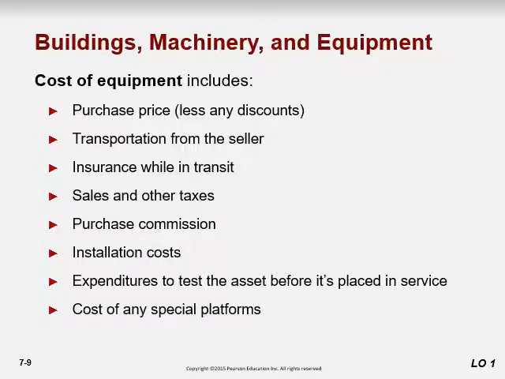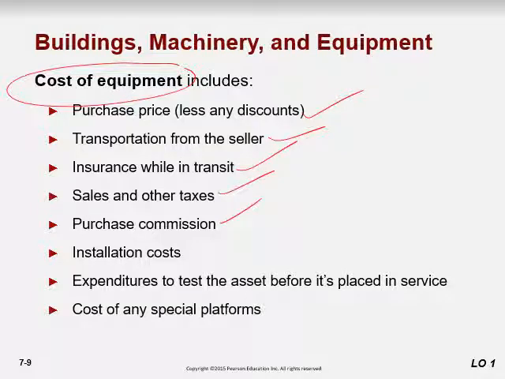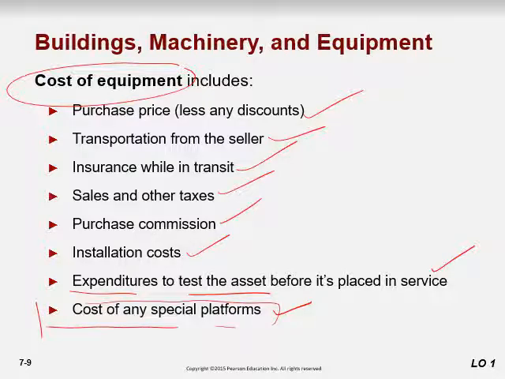And then the cost of equipment and machinery: any discount that you got, you subtract from the purchase price, and then add transportation, insurance, sales commission, purchasing commission, installation cost, and testing cost, any expenditure to test the assets, and also the cost of any special platforms, anything that you require before officially running this machinery or equipment. Any special arrangement is also included in the cost.